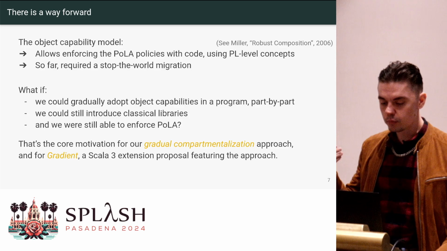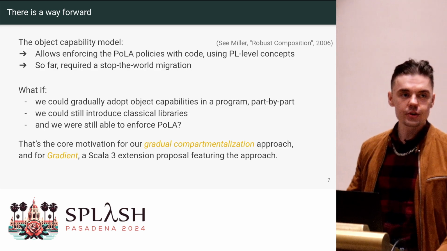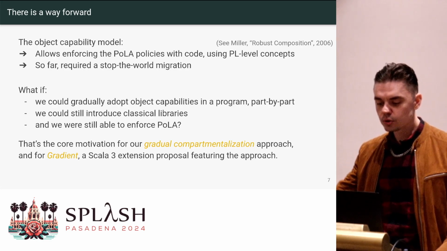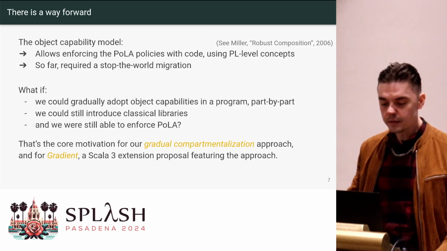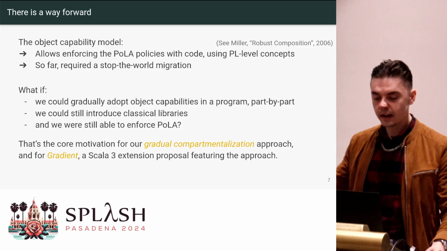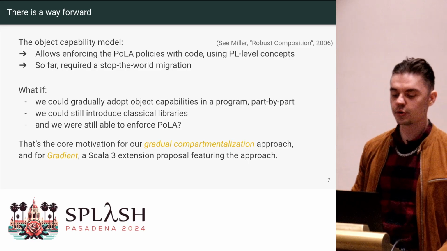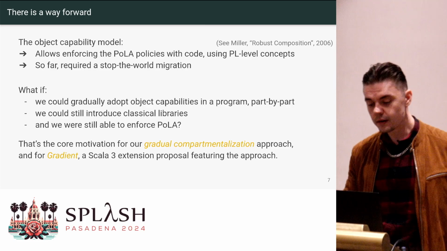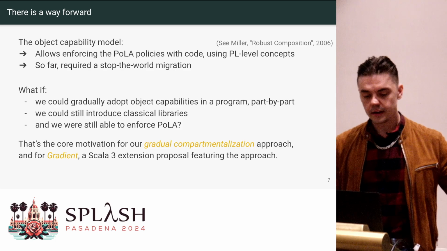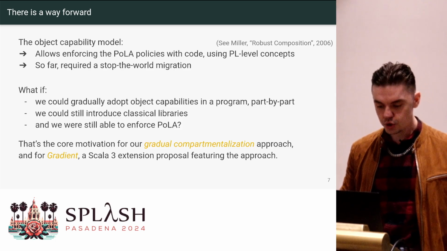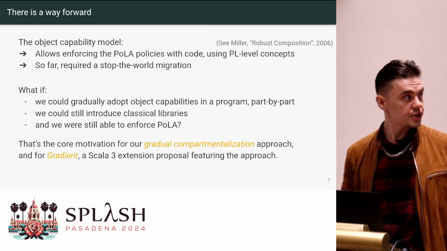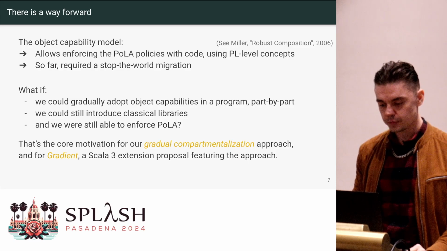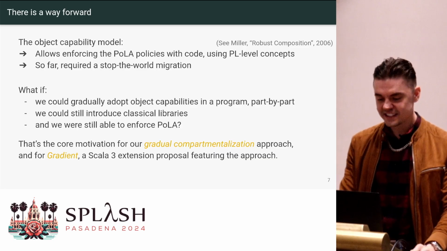What if we could take an existing application and gradually migrate it to using object capabilities, every part by itself? What if we could migrate the ecosystem library by library, and applications could use any library without having to compromise on enforcing security policies? That's the vision that we have, and to help realize it, we developed the gradual compartmentalization approach, as well as Gradient, which is a proposal for a Scala-free extension utilizing the approach. Okay, so now you know what's on sale.